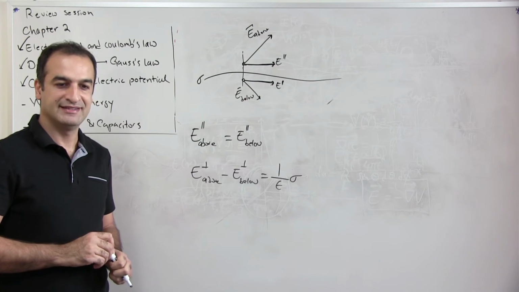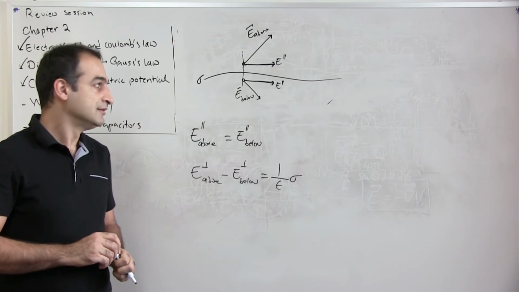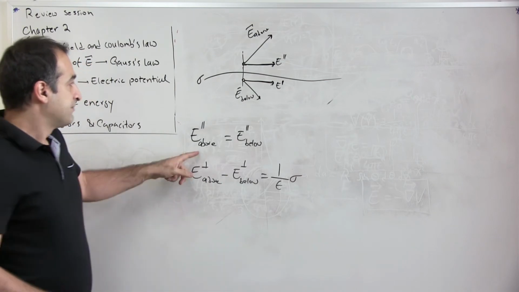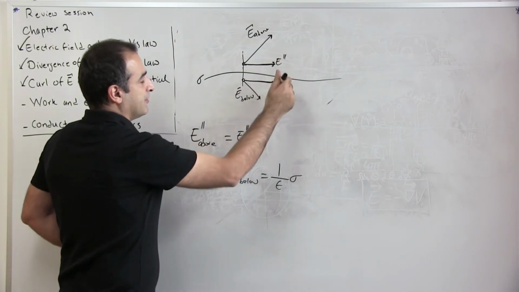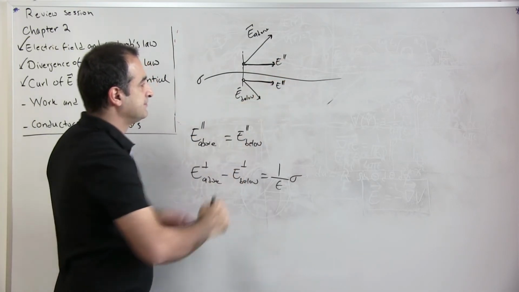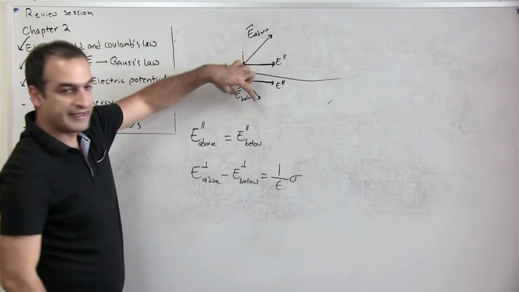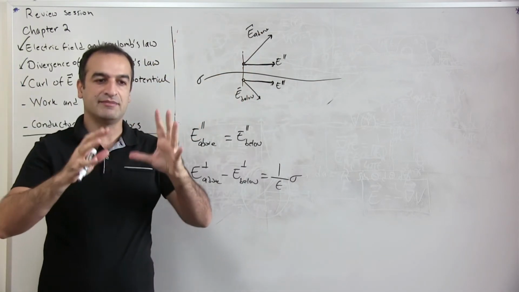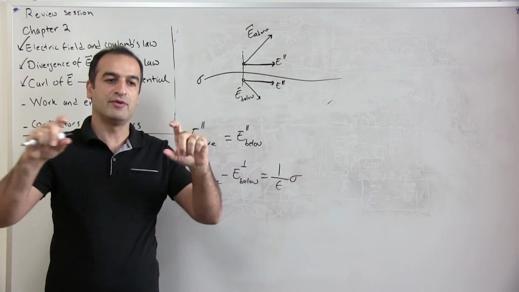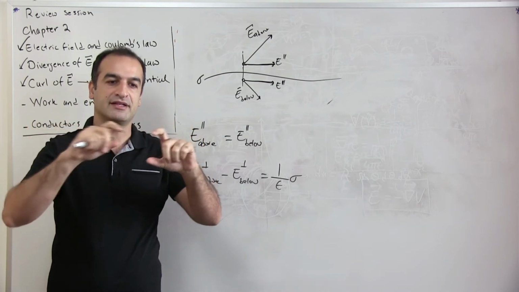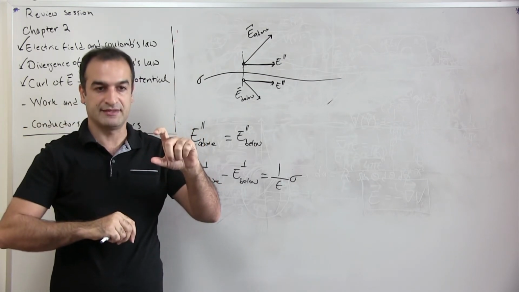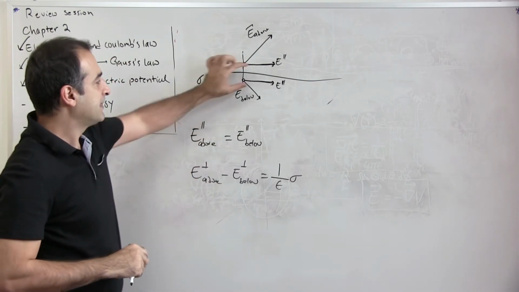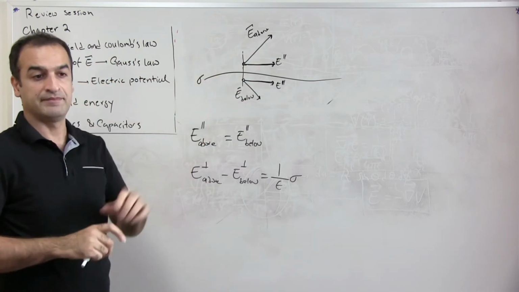Any question? What do parallel arrows represent? Parallel arrows are the parallel components of the electric field. Electric fields are vectors, right? You can break them into two components, one component being parallel to the surface, the other component being perpendicular to the surface. Oh, gotcha. The parallel components are always the same, okay?